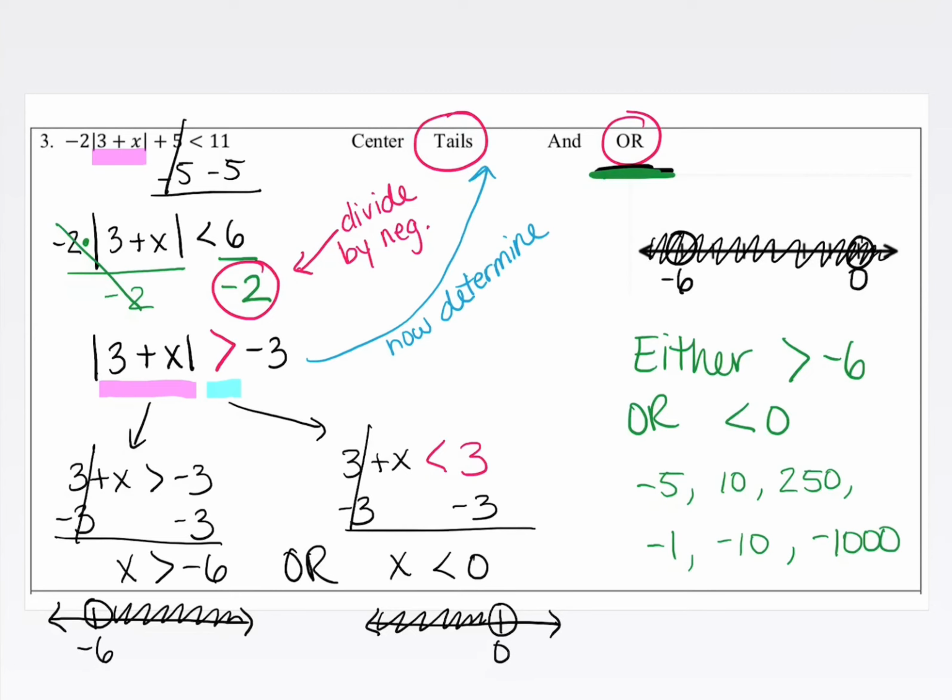So notice here how my circles are actually filled in. That's because 0 is not less than 0, but 0 is actually greater than negative 6, so it fits. And same with the other example. Negative 6 is not greater than negative 6, but it's certainly less than 0. So our solution here is all real numbers, the entire number line here.